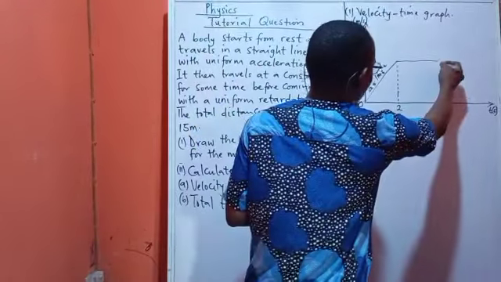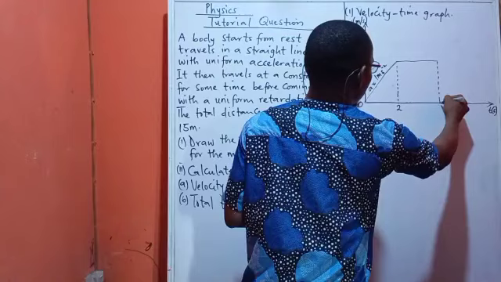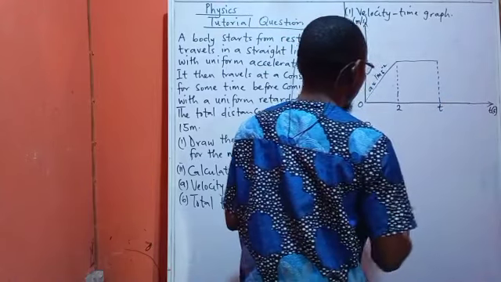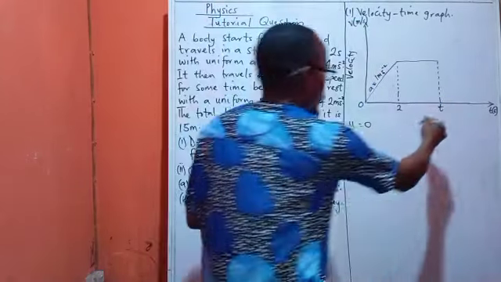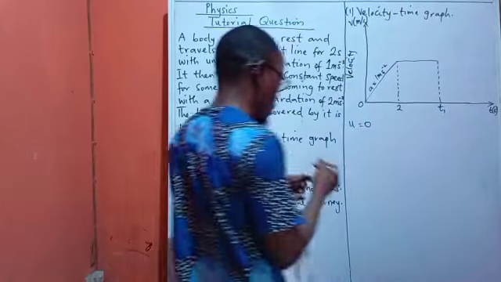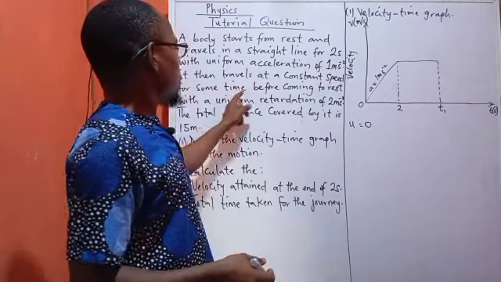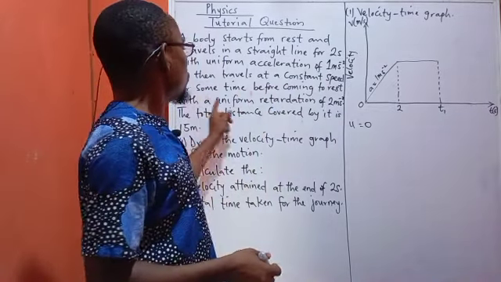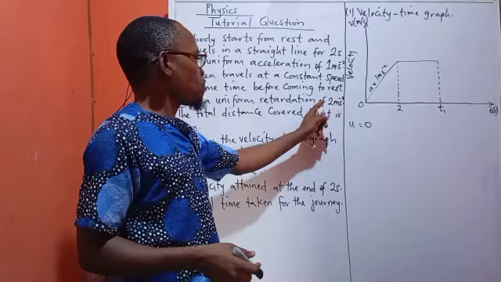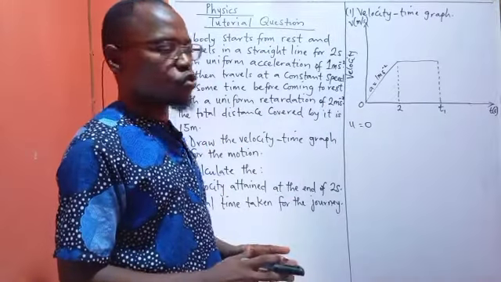So which means we can say that this is our t. Let's put it at t, or let's say t1, as the case may be. T1 for some time before coming to rest with a uniform retardation of 2 meters per second squared.